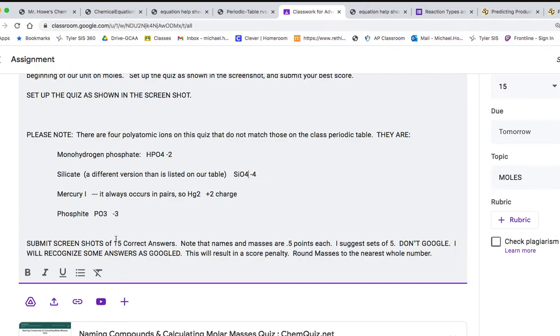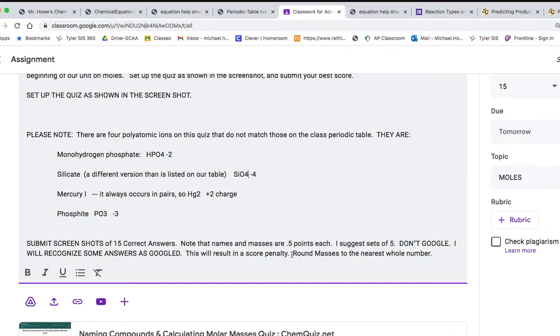So what I want you to do is submit screenshots of 15 correct answers. Note that names and masses are ½ a point each. I suggest sets of 5. Don't Google. I will recognize some answers as Googled. I won't recognize them all, but if some of your answers look like they came from the internet, I'll know that, and that'll result in a score penalty.